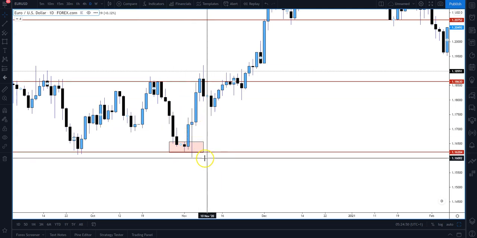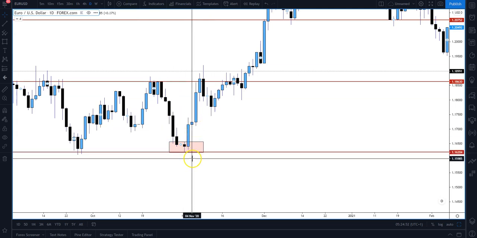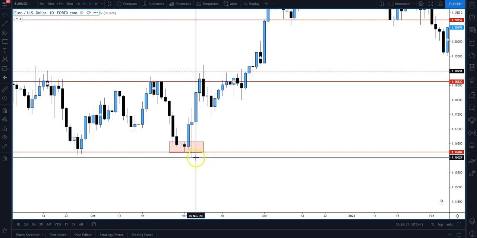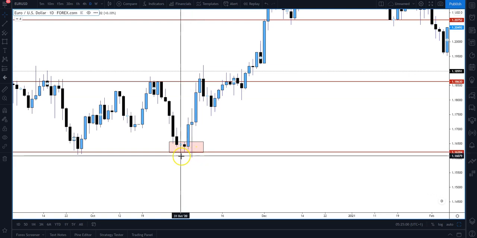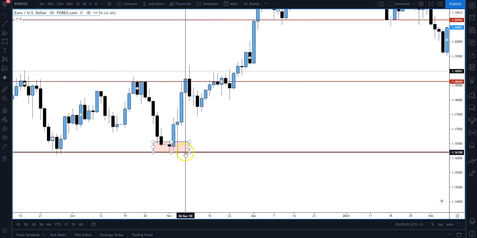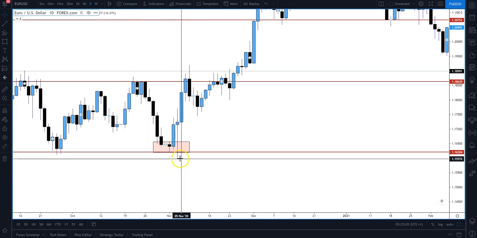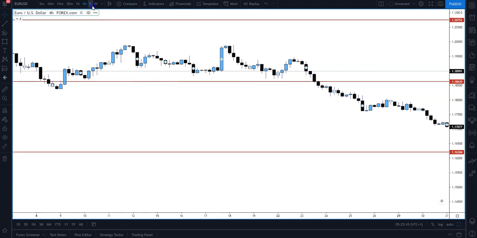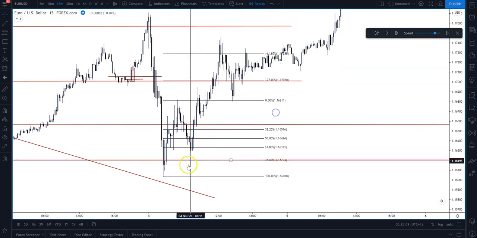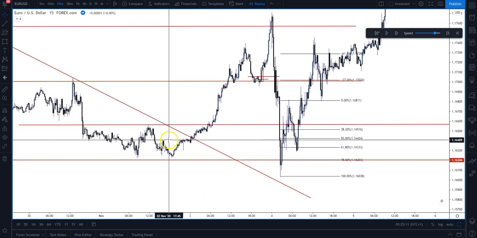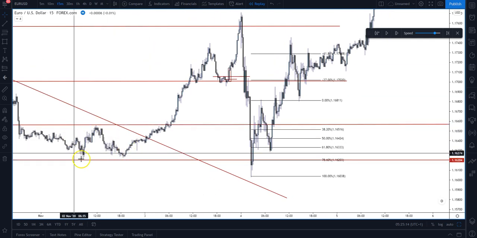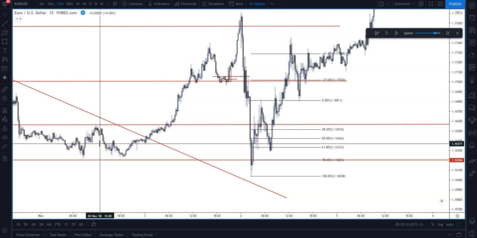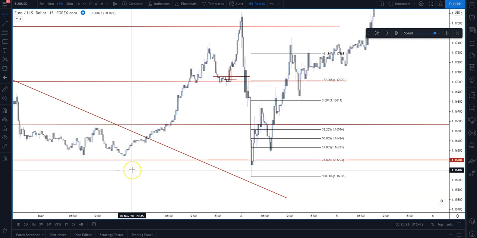Now this wick that shot all the way down here took out stop losses, and it took out orders, which is what the market does. That's what smart money does. But as it took out orders, it also created this. So we were just waiting for a retest. Now the doji was just the confirmation, the signal that it's reversing, and now we're waiting for an entry.